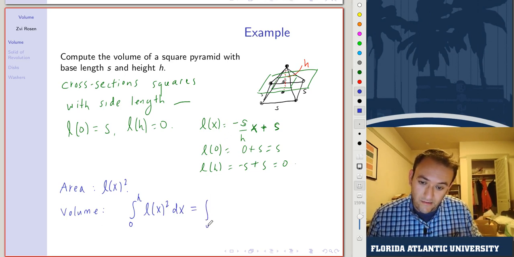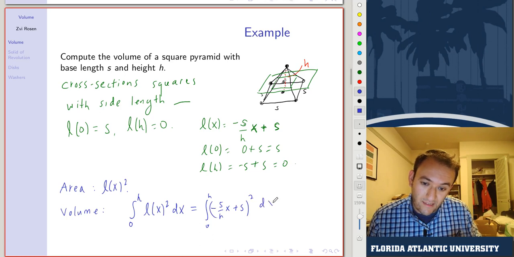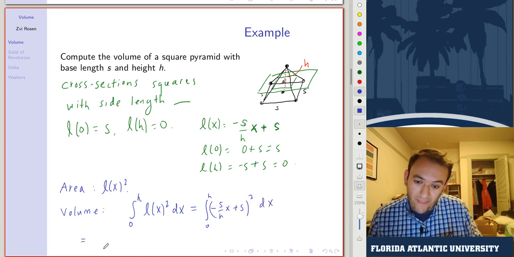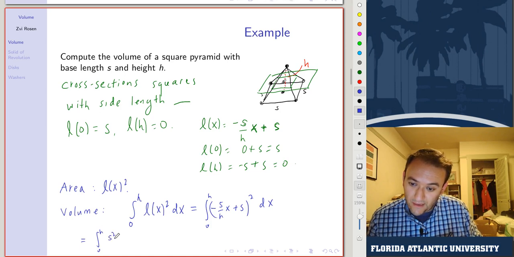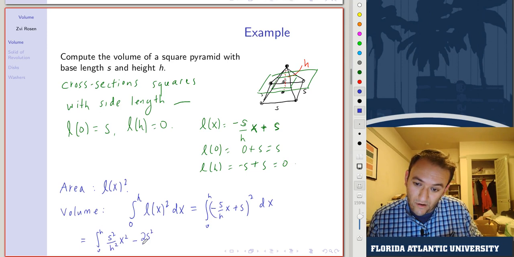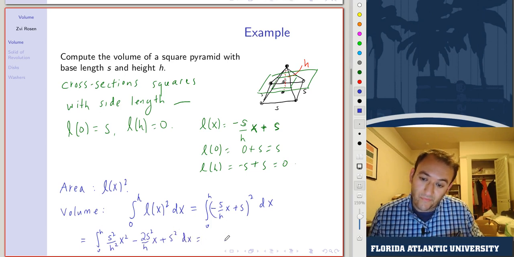Okay, now here we're going to plug in our value for L of x that we computed. This is the integral from 0 to h of minus s over h times x plus s, squared, dx. And that gives us, again, an integral from 0 to h. Taking the first term is s squared over h squared x squared, minus 2s squared over h x, plus s squared dx.